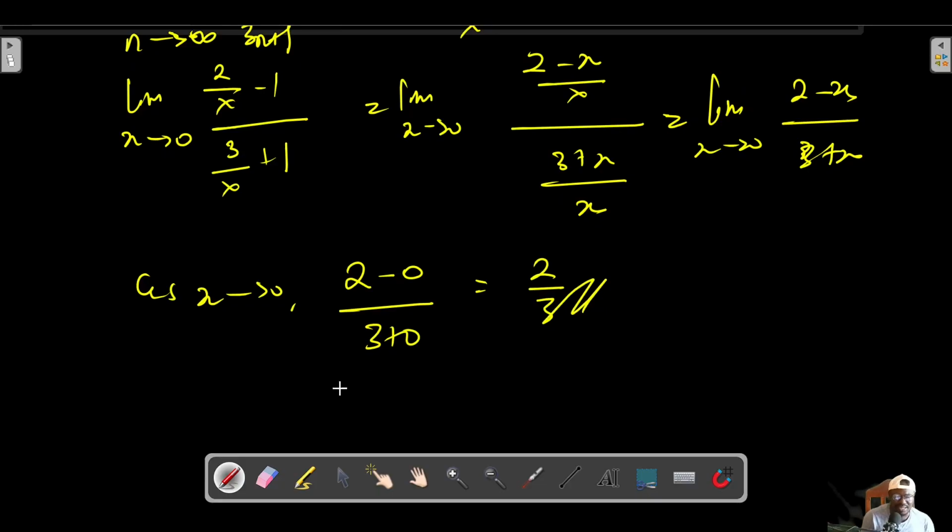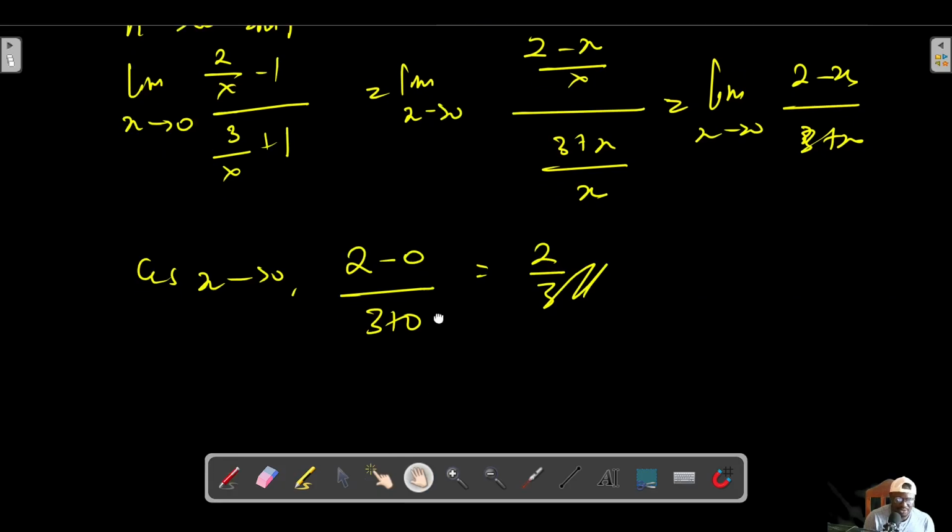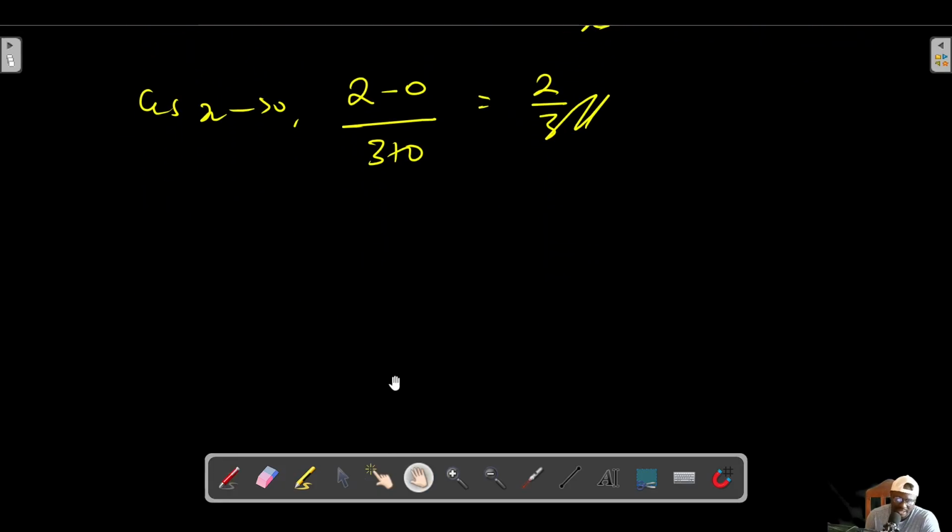As simple as that. So you realize it is actually simple. Now let us try one which is a bit technical.